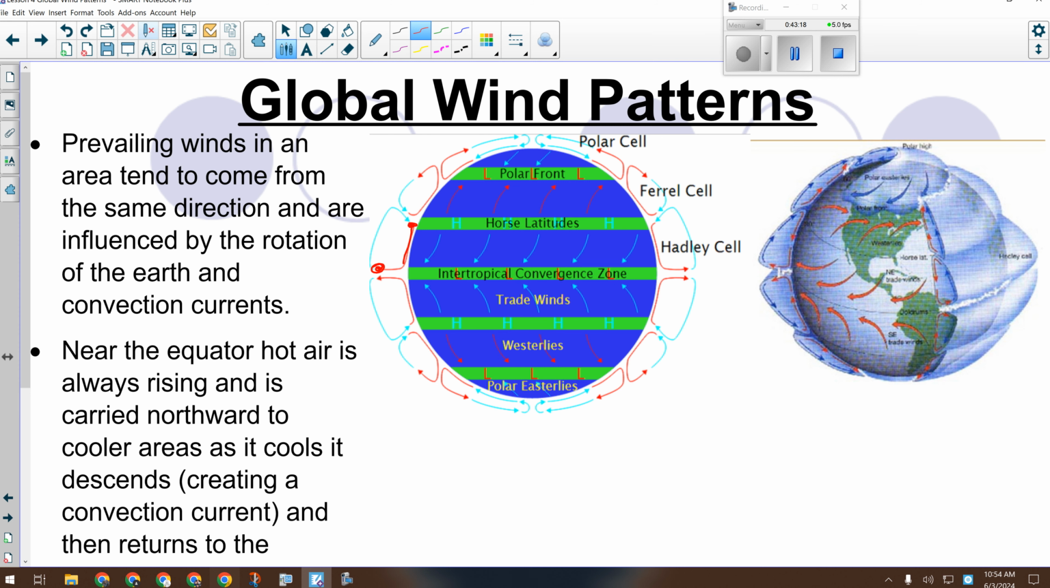But the Earth is rotating this direction. So it makes it feel like the air is coming from the northeast instead of from the north. So much so that it actually feels more east than northeast. We call this wind pattern, or this part of the wind pattern, the trade winds. They're on either side, north or south, of the equator.